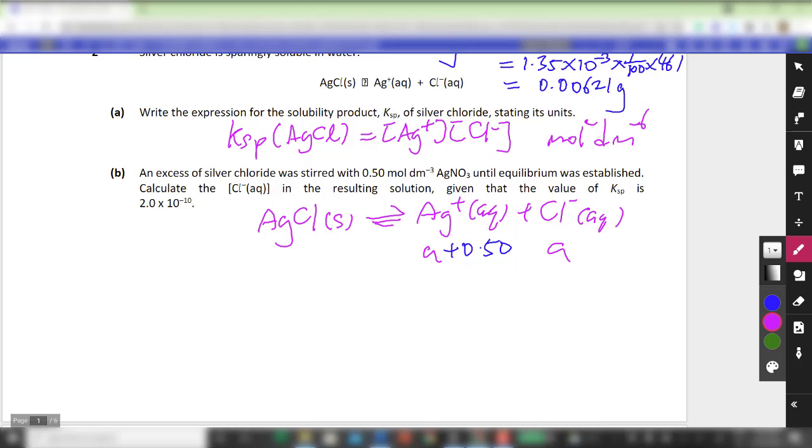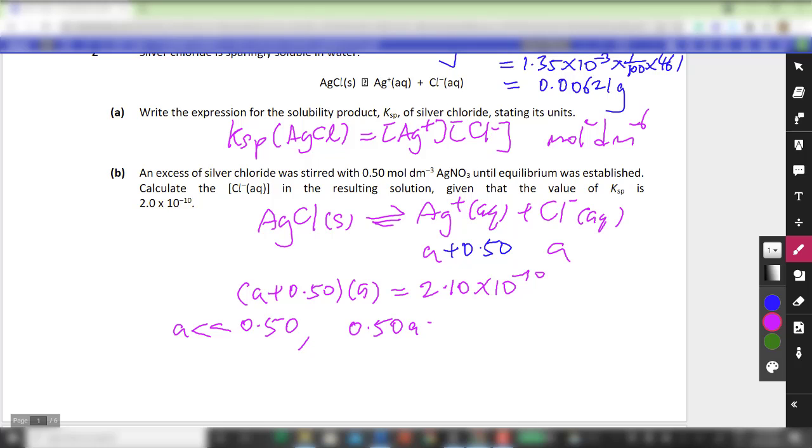Given that, you substitute this into the Ksp expression. So you're going to end up with (a + 0.50) multiplied by a equals 2.10 times 10 to the power of minus 10. Because a is a much smaller number compared to 0.50, you can approximate the whole expression to be 0.50 a equals 2.10 times 10 to the power of minus 10. Sorry, it's actually 2.0, not 2.10. So we're going to correct this, 2.0.